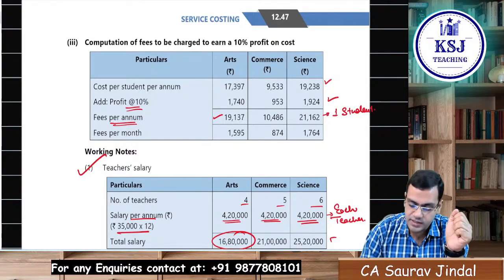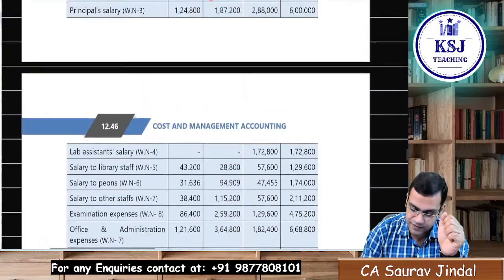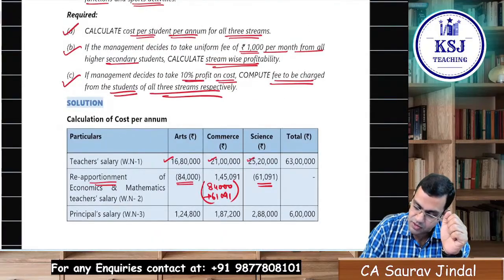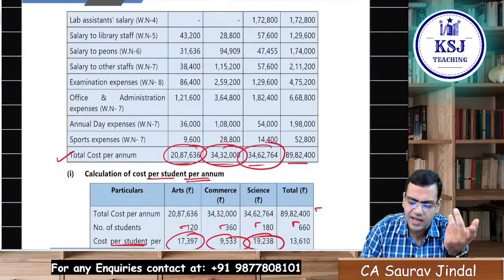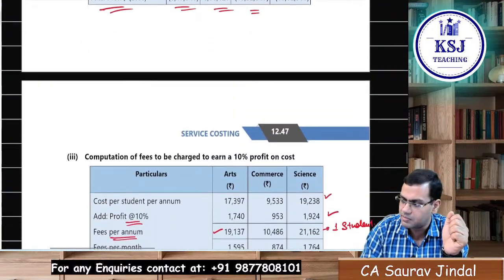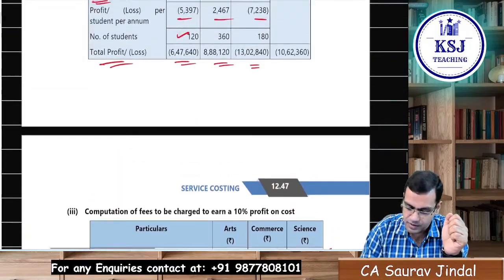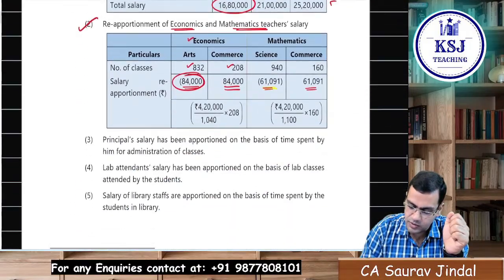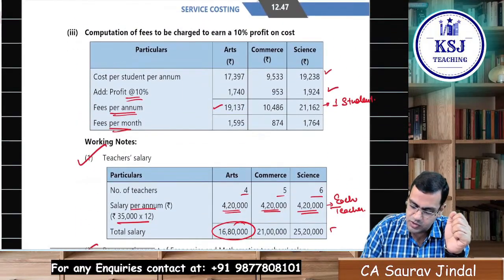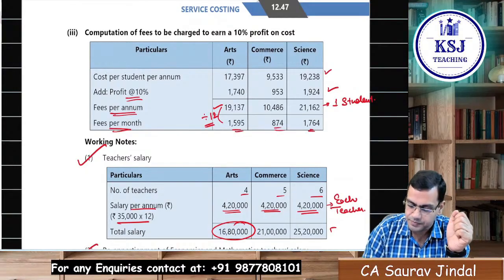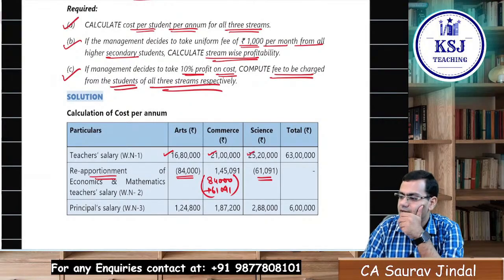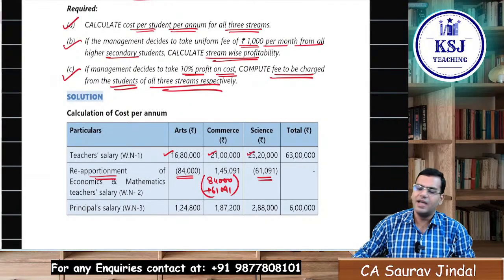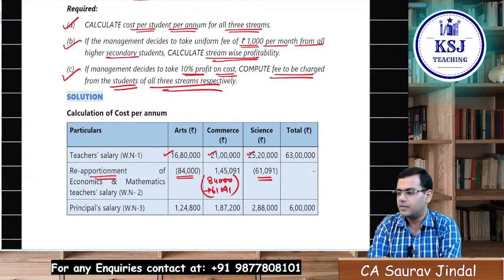Right? What is the fee per month? Because he is asking for the fee per month, the fee to be charged from the students respectively. They have calculated annually and they have calculated per month also. So this is per month, this divided by 12. Clear? Yes, because we have to focus on only the higher secondary section. That is the requirement.